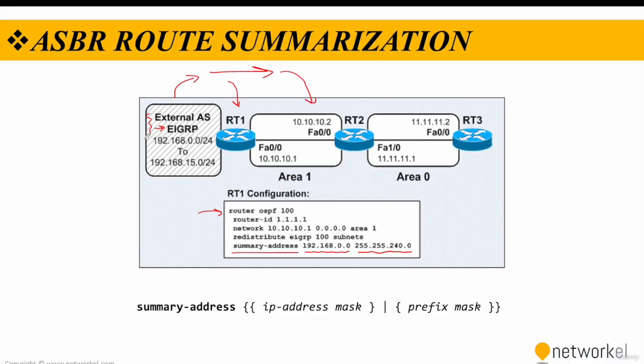As you are seeing in here, I have some networks configured from 192.168.0.0/24 to 192.168.15.0/24. So I can just configure only one summarization to cover both of these routes, and I can send them as a single statement with 192.168.0.0/255.255.240.0.